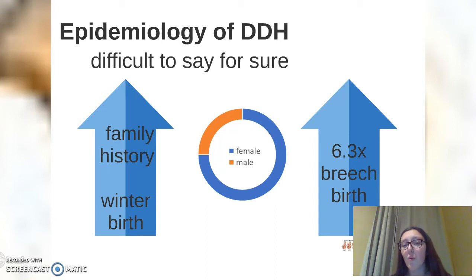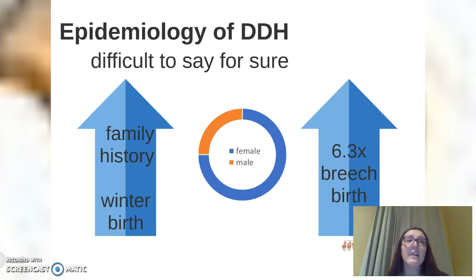So what we think is that hip dysplasia tends to be overwhelmingly female. 75% of hip dysplasia cases are female, and only 25% present in males. We assume this is due to the female morphology.